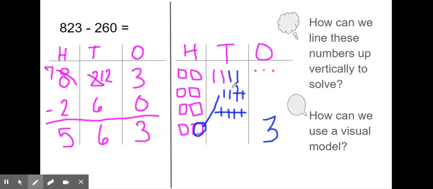Let's see how many tens I have left. 1, 2, 3, 4, 5, 6. And now let me count my hundreds that are left. Well, I have to take away 2 hundreds first, right? So let me take away 2 hundreds. And now let me count how many hundreds I have left. 1, 2, 3, 4, 5.